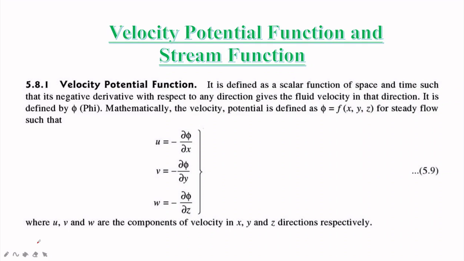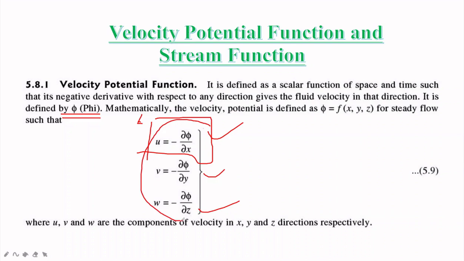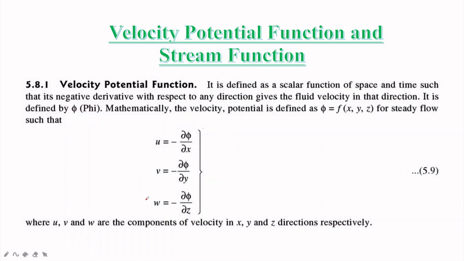We just have to differentiate partially the velocity potential function phi with respect to the direction. Remember this formula. According to the velocity potential function, u is defined as minus dou phi by dou x, v is minus dou phi by dou y, and w is equal to minus dou phi by dou z. These are standard terms whenever we talk about the velocity potential.